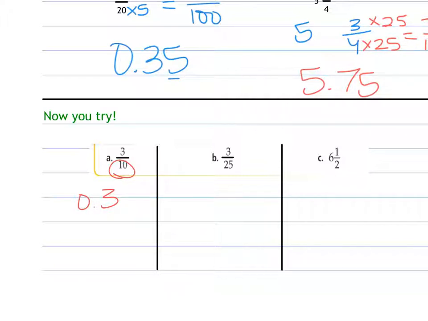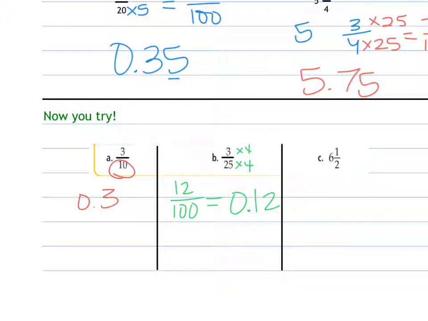3 over 25, I know 25 times 4 is 100, so I can multiply the top by that as well. So again, you're trying to get your denominator to be 10, 100, 1,000, so on and so forth, to make it easy to turn into a decimal. So 3 times 4 is 12, 12 over 100, which would be 12 hundredths, which means it's written just like that, 12 hundredths, ends in the hundredths place. Okay. 6 and a half.